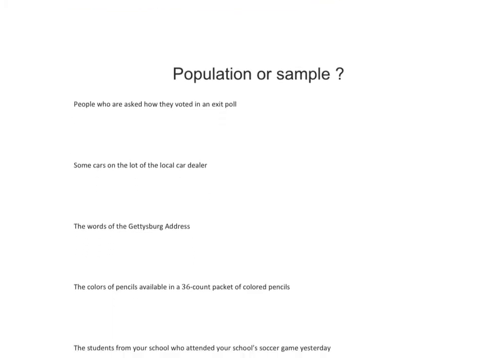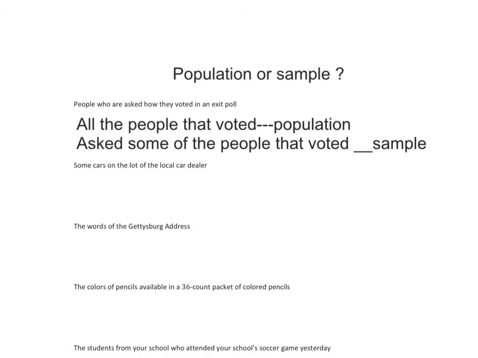So in our next little set, our question is, is it a population or a sample? Now I would say there's a lot of ways you could go on some of these questions, but as long as you can back it up, we'll probably be on your side here. So if people are asked how they voted in the exit poll, is this a population or a sample? Well, again, I think it could go two different ways. And here's how I looked at it. If you were to ask all the people that voted, then that would make up a population. However, if you just randomly ask some of the people that voted, then I would say that would be a sample. So again, I think it could go either way, just make sure you can back it up.